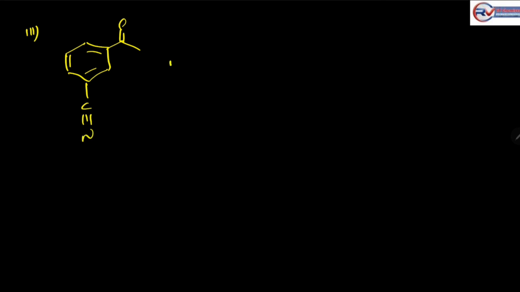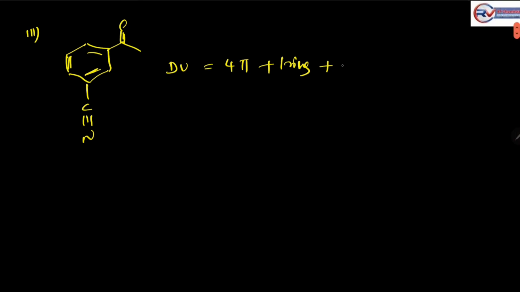Now DU is equal to the number of pi bonds. How many pi bonds? 1, 2, 3 and 4. 4 pi bonds plus 1 ring, plus 1 triple bond. 1 triple bond means DU equal to 2. So 4 plus 1 plus 2 is equal to 7. Its DU is equal to 7. Now let's take this example.